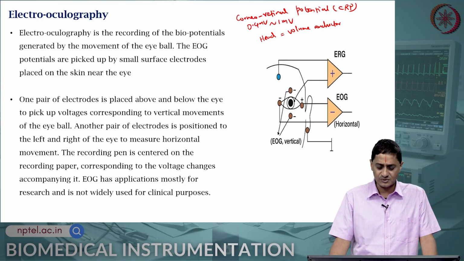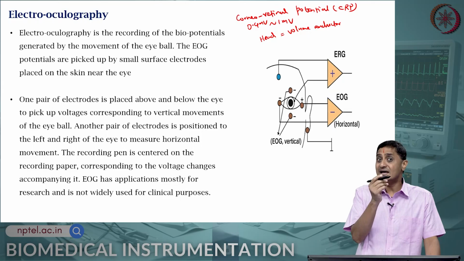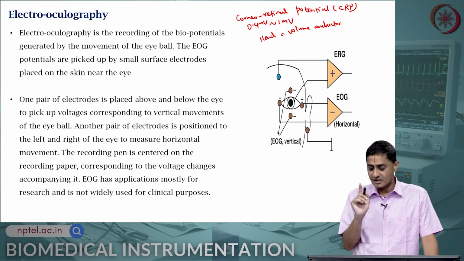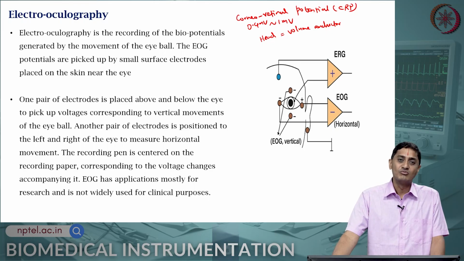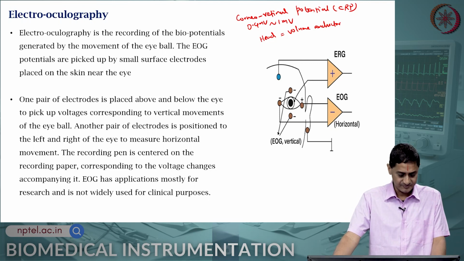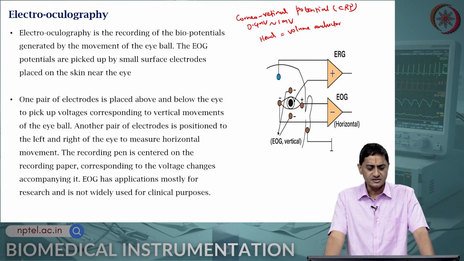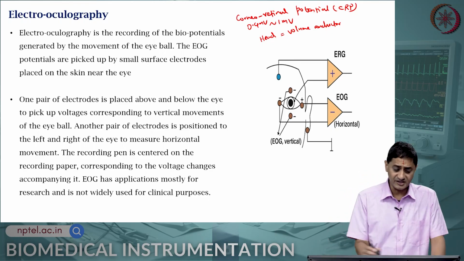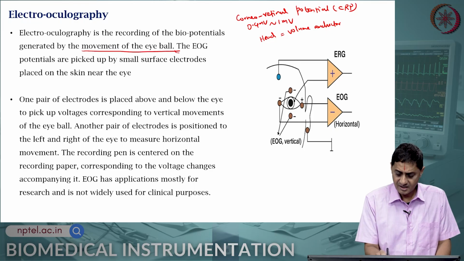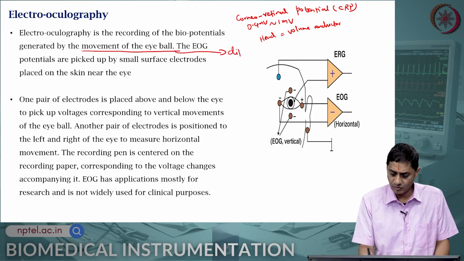Something similar to that is what is happening. This dipole, the electric dipole, is moving. Recall that this is not actually the muscle movements, but rather the movement of the electric dipole itself that we are interested in. Okay. So, this is the biopotential recording that is generated by the movement of the eyeball, but essentially dipole movements, something to keep in mind.